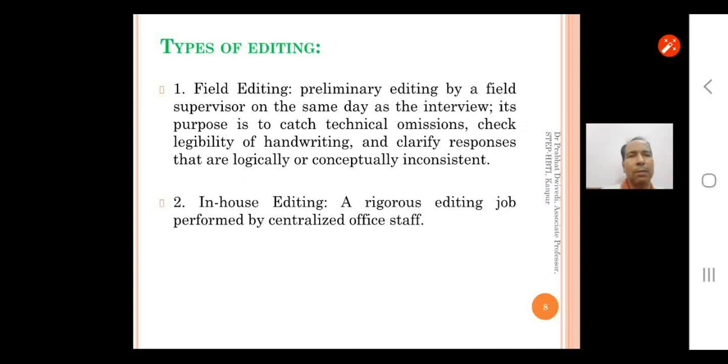Another type of editing can be performed in-house, which is a rigorous editing job performed by centralized office staff. When the data has been collected and is at the processing stage, this editing can be done by the editing staff in-house.